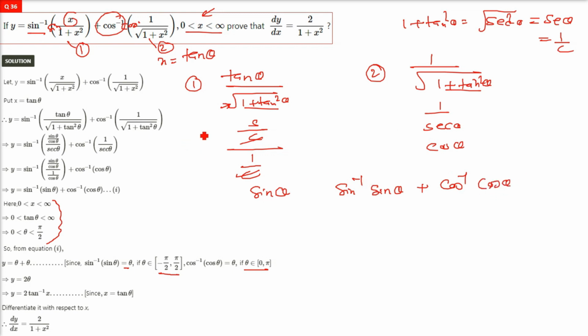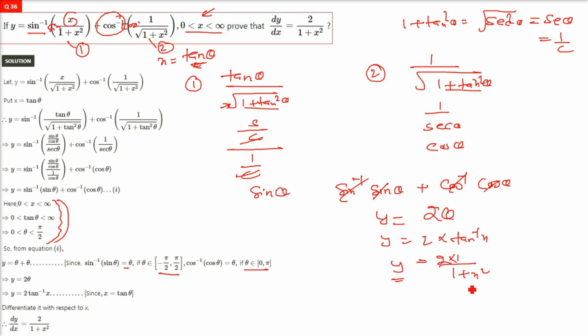Now if you want to cancel these two, you know these steps, and I'm just skipping this step because you know up till now how to do this. So theta plus theta will remain, it is going to be 2 theta. Y is equal to 2 into theta, and theta was tan inverse x. So 2 into tan inverse x. Differentiation of tan inverse x is 1 by 1 plus x square. So dy by dx is equal to 2 by 1 plus x square is your final answer here. This one.